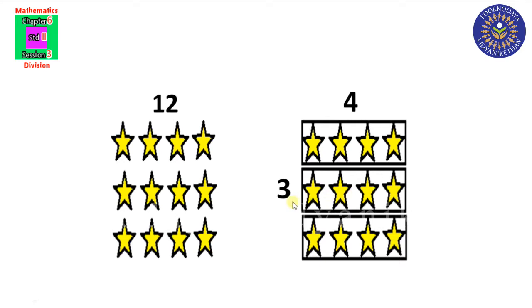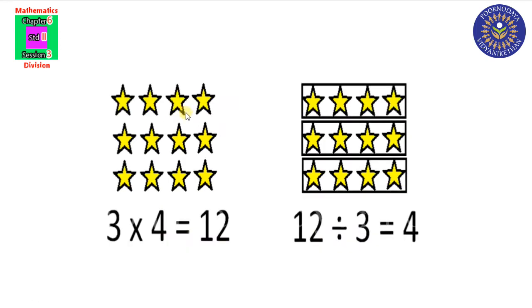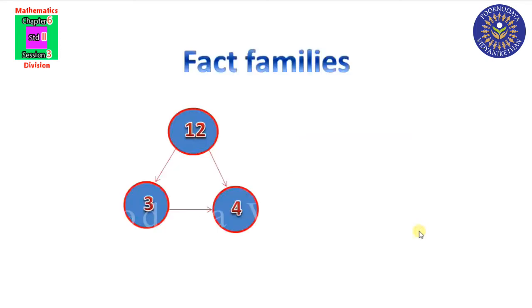Children, that means 3 and 4 are the factors of 12. By using these 3 numbers, we can write, see here, 3 into 4 is equal to 12. This is the multiplication fact. Then what did we do? Yes, we divided these 12 stars into 3 equal groups. That means 12 divided by 3 is equal to 4. Clear? This also we can write like this.